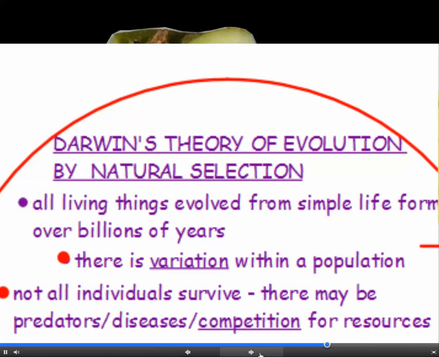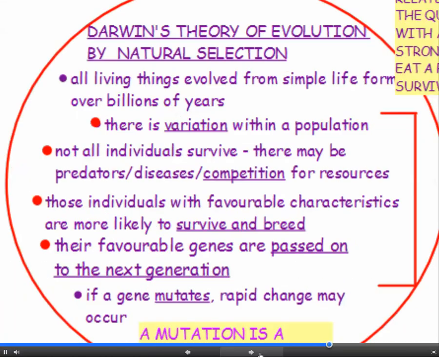So what is Darwin's theory of evolution by natural selection? Well, the theory of evolution is that all things evolved from simple life forms over billions of years. That's the theory of evolution. And Darwin said it happened by natural selection. Natural selection is the mechanism by which evolution took place. And he said it happens like this.